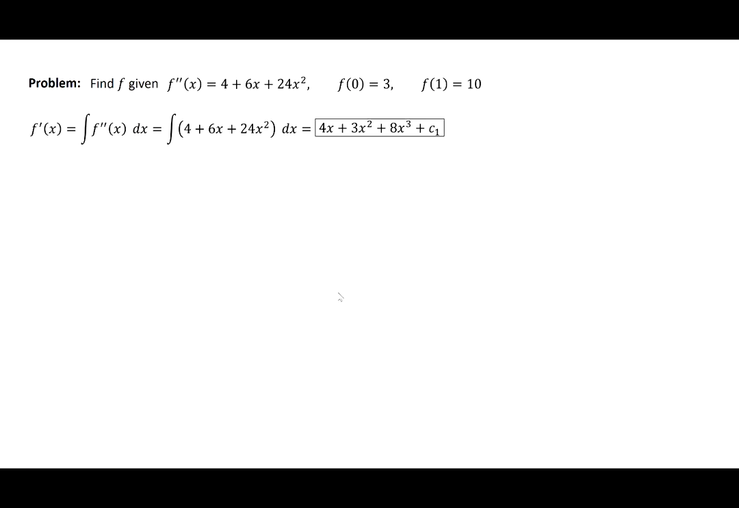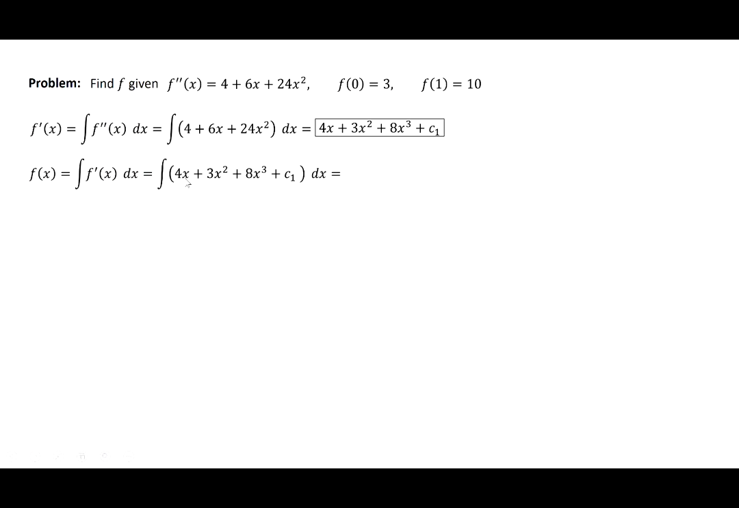Simple polynomial. So it turns out to be that. 6x, 4. The integral of 4 is 4x. 6x square over 2. That becomes 3x square. 24x cube over 3 becomes 8x cube, right? Cool. And plus c1. So let's integrate f prime of x to get f of x.